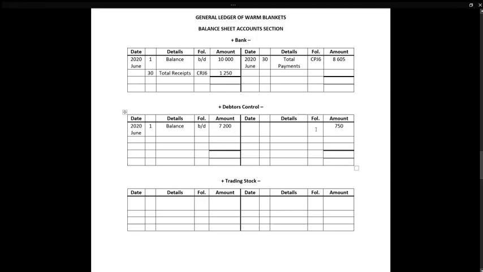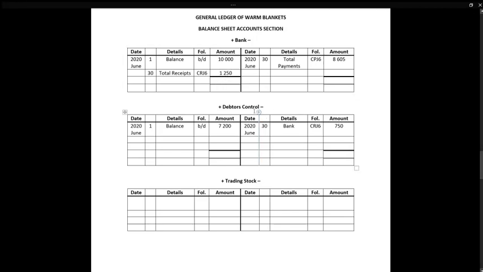My asset will decrease. Where did I get this information from? Cash received journal 6. Details will be bank. Total of a column, therefore 30 June 2020. Okay, so debtors control is being credited. If I want to find my debit, where do I need to go and have a look? In my bank account. So 750 Rand, this credit will form part of this 1250 Rand. It's in there.